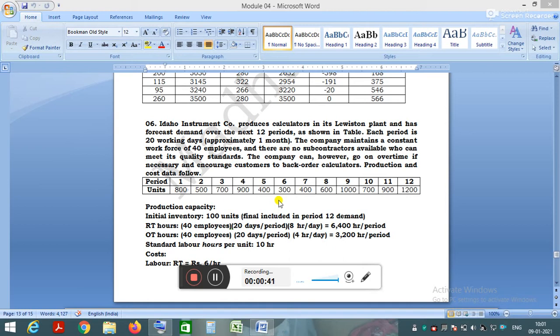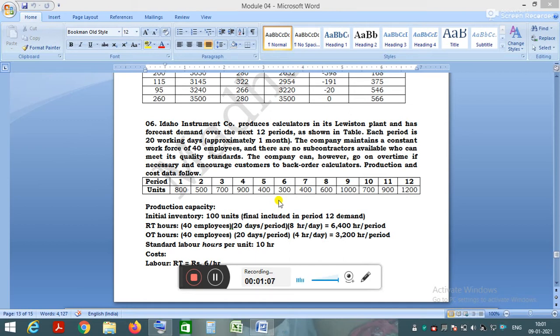Today we will discuss more problems on aggregate planning and master scheduling. I am going through the next problem. The problem is Idaho Instrument Company produces calculators. A company by the name Idaho Instruments produces calculators in its plant and has forecast demand for the next 12 periods.